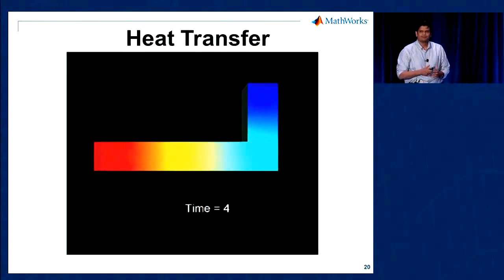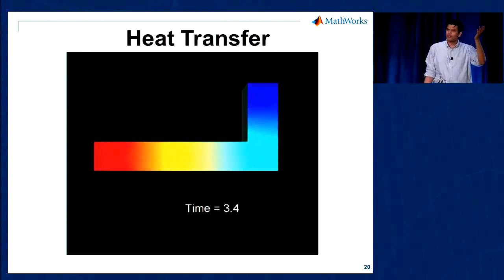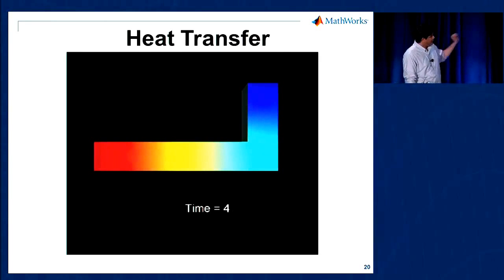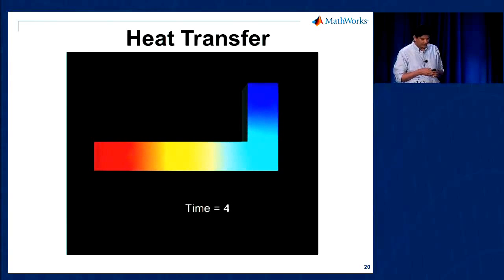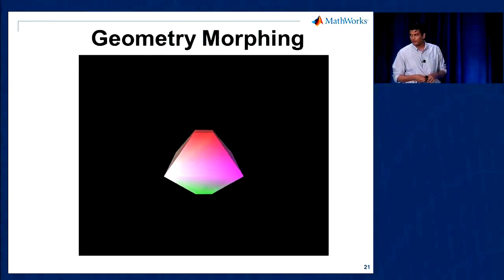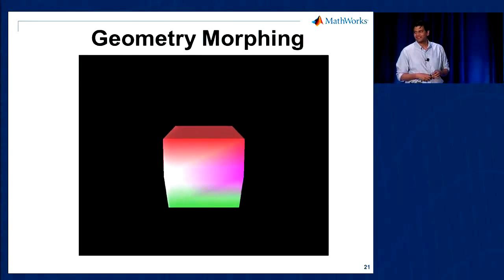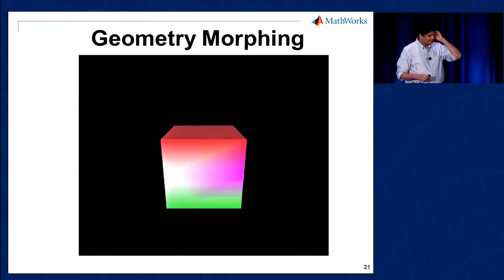Heat transfer. If you're trying to model the dynamics of heat transfer for this particular geometry, you can use any other tool out there, generate your data, bring it into Matlab, and just stream it into your 3D animation display. Geometric morphing. How many of you work on wing morphing? Anybody here? Basically, you can distort stuff.